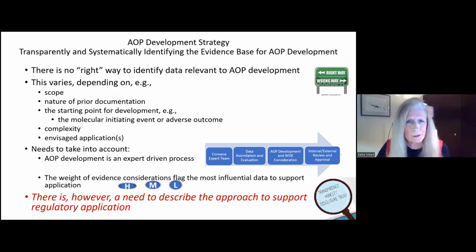Right. So I'm going to address the AOP development strategy, and that really relates to transparently and systematically identifying the evidence base for adverse outcome pathway development, which is really important for confidence for regulatory application. It's really important to understand as well that there's really no right way to identify data relevant to adverse outcome pathway development. That will vary depending upon the scope of your development of the adverse outcome pathway, the nature of the prior documentation.